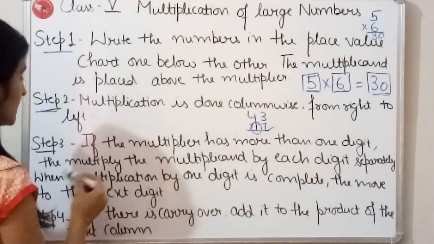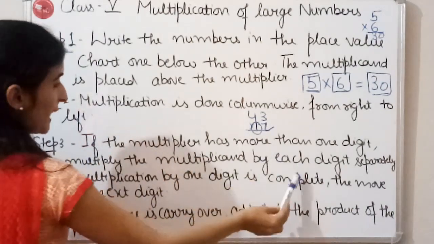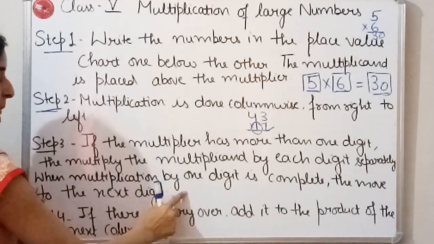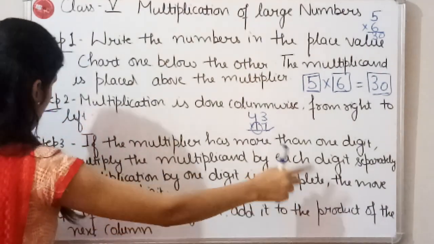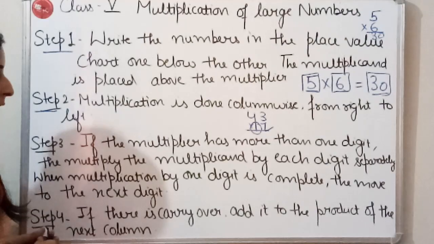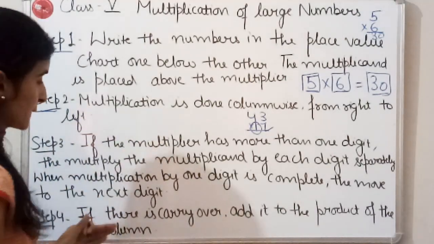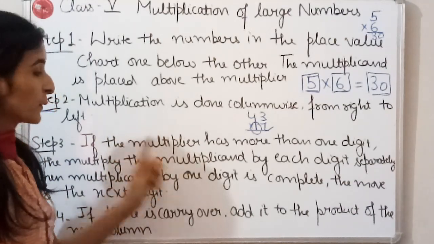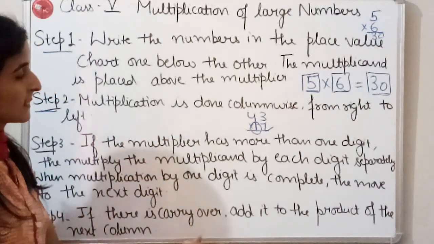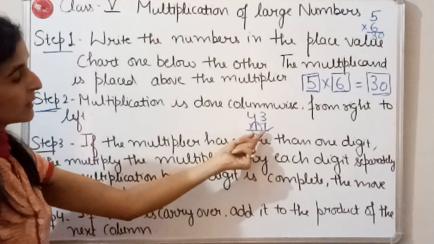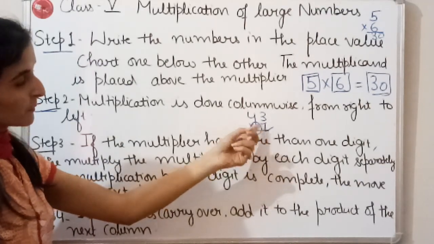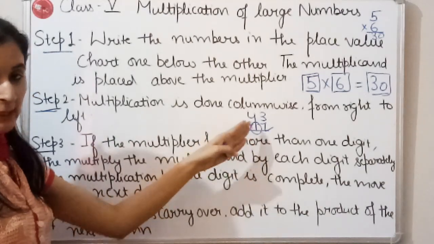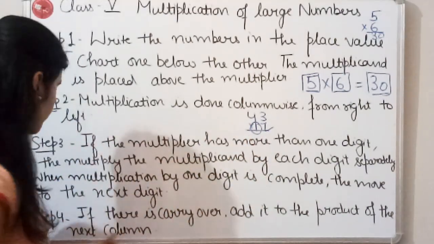Multiply the multiplicand by each digit separately. When multiplication by one digit is complete, then move to the next digit. After completion of multiplication from one digit, we will move to the next digit. It means when we are done with the multiplication of 43 by 7, then we will move to the 1. Then we will multiply 43 by 1.